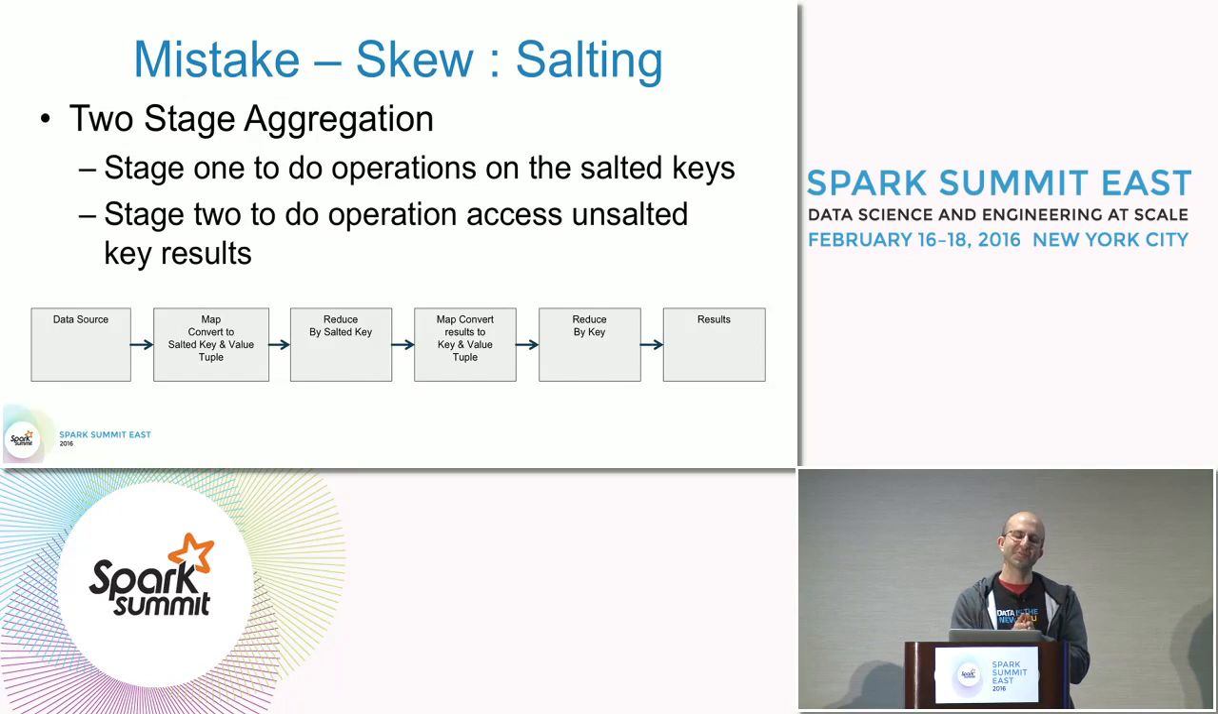You can see here where if we had multiple salts, we can diffuse any skew problem, right? And we can actually go up to 100 or so salts. The DAG for this would look like such.